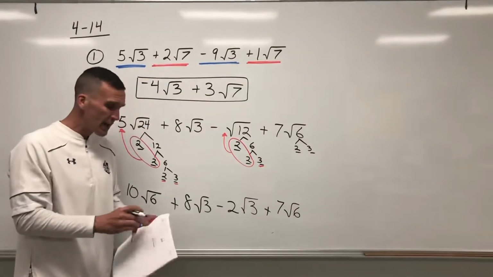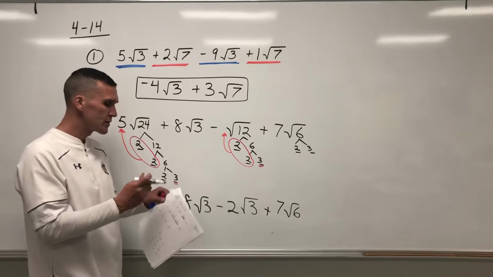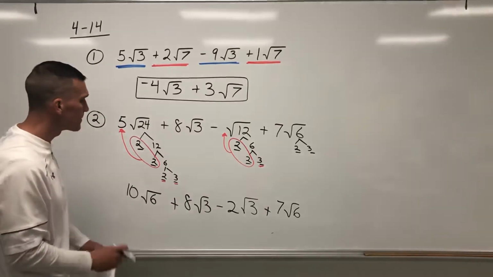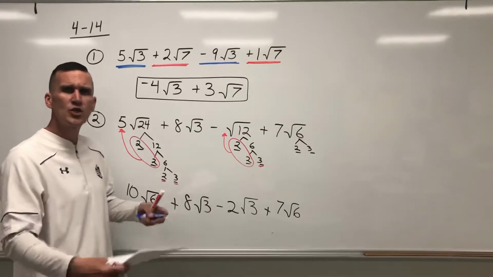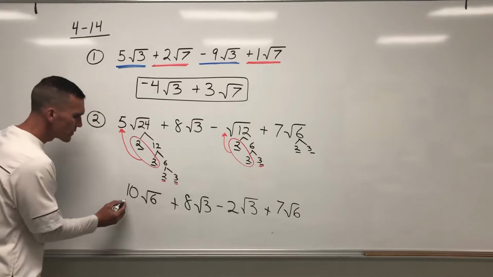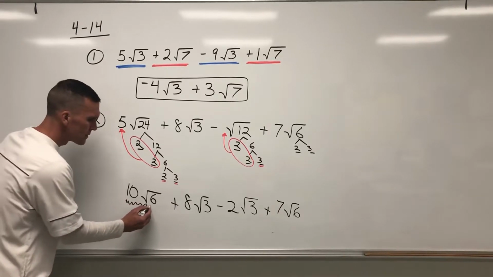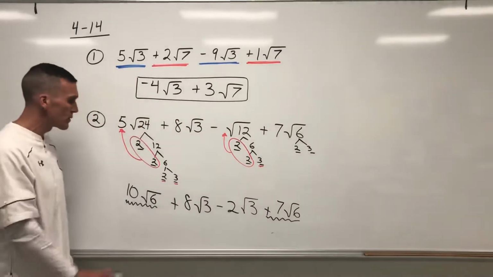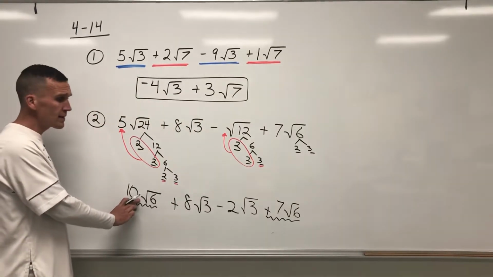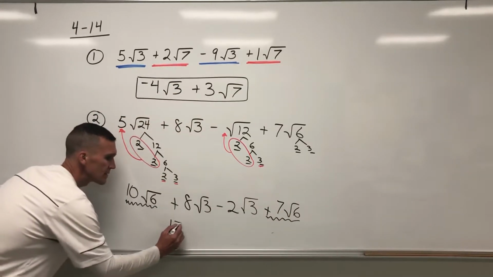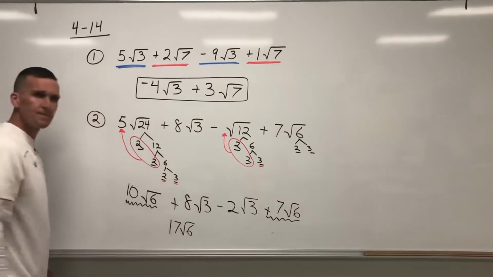And now I look for like terms, just as the problem before, but without color coding now. Maybe we can do a little shape or some squiggles to see like terms. Well, here's a rad 6, and there's a rad 6. So I get to combine those. 10 rad 6 plus 7 rad 6 is 17 rad 6.